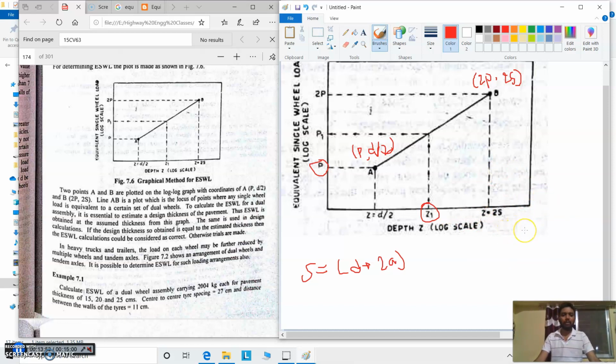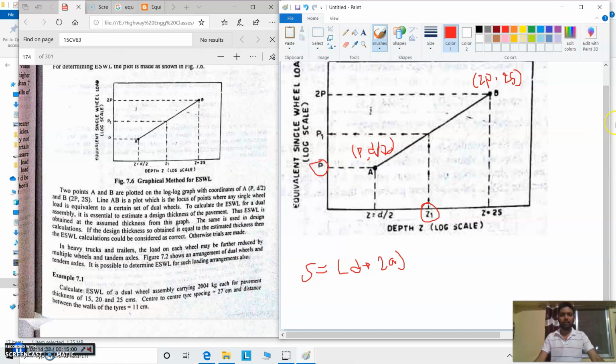In heavy trucks and trailers, the load on each wheel may be further reduced by using multiple wheels and tandem axles. Like we might have seen, many wheel assemblies are arranged in the rear wheels, and that may extend beyond 2s, which is why it is necessary to provide extra wheels. But it is very essential to analyze the dual wheel assembly for very heavy vehicles, which means we have to consider this z value to determine the depth of the particular pavement.